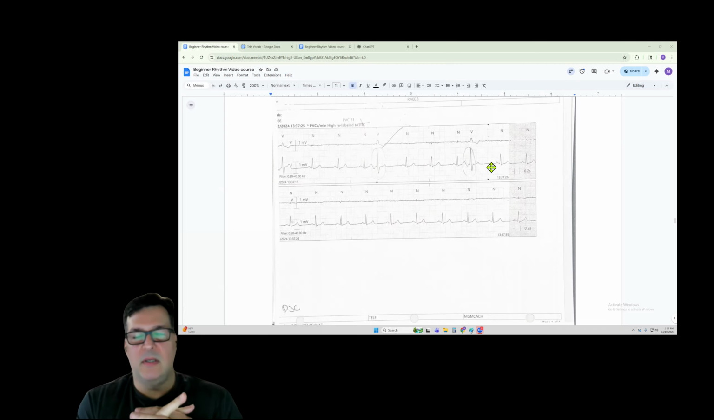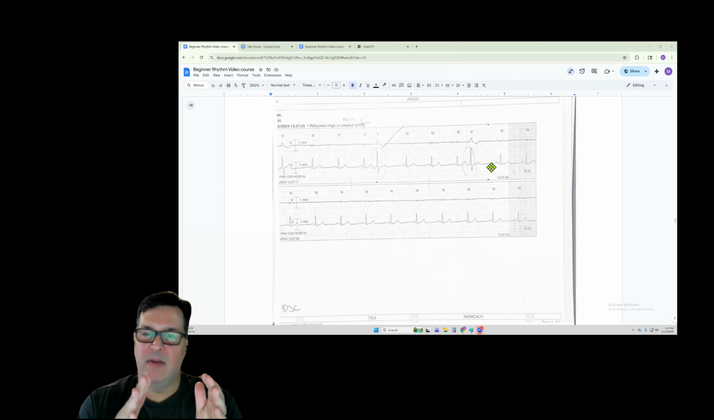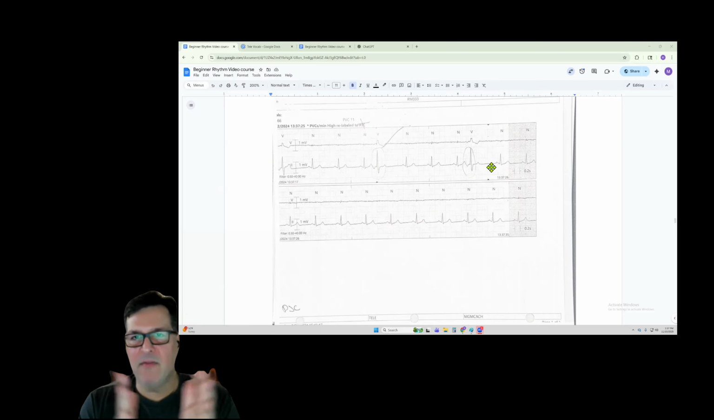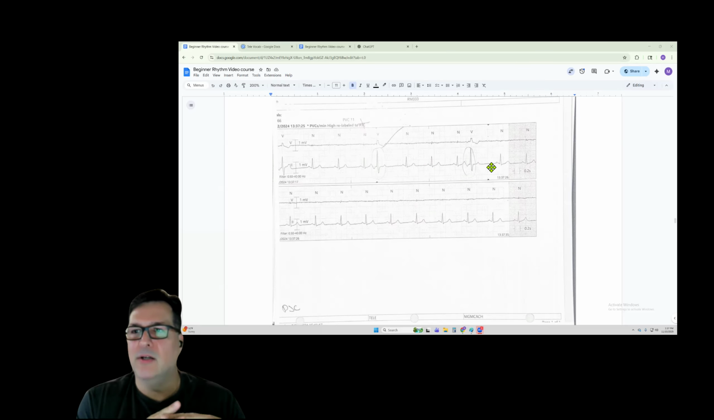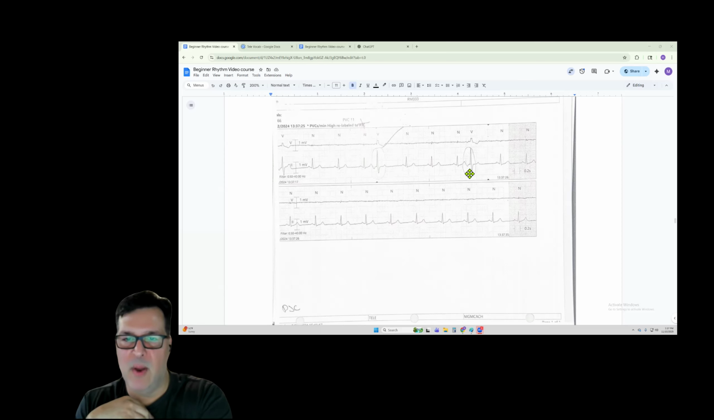A lot of times you'll see PJCs and just call them PACs, because when you have that early beat, it squishes together that previous last T wave, and everything gets buried together. As long as it's a narrow QRS, I wouldn't fault you for just calling them PACs. But this one just happens to have an obvious negative P wave right there, where it's positive there, negative there.